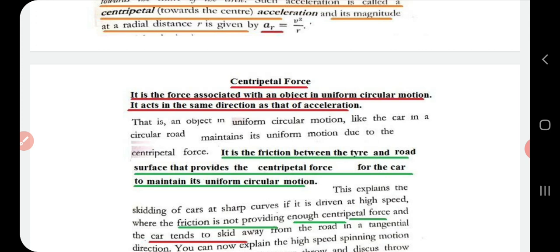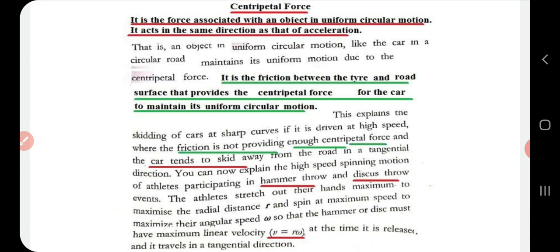Now you can see that when the car is driven at a very high speed at a sharp curve, what will happen? The car will skid. Why? Because if you are driving a car at a very high speed at a sharp curve, then the friction will not be strong enough to provide the necessary centripetal force to keep the car in uniform circular motion. So the car will skid away from the road in a direction tangential to the road.